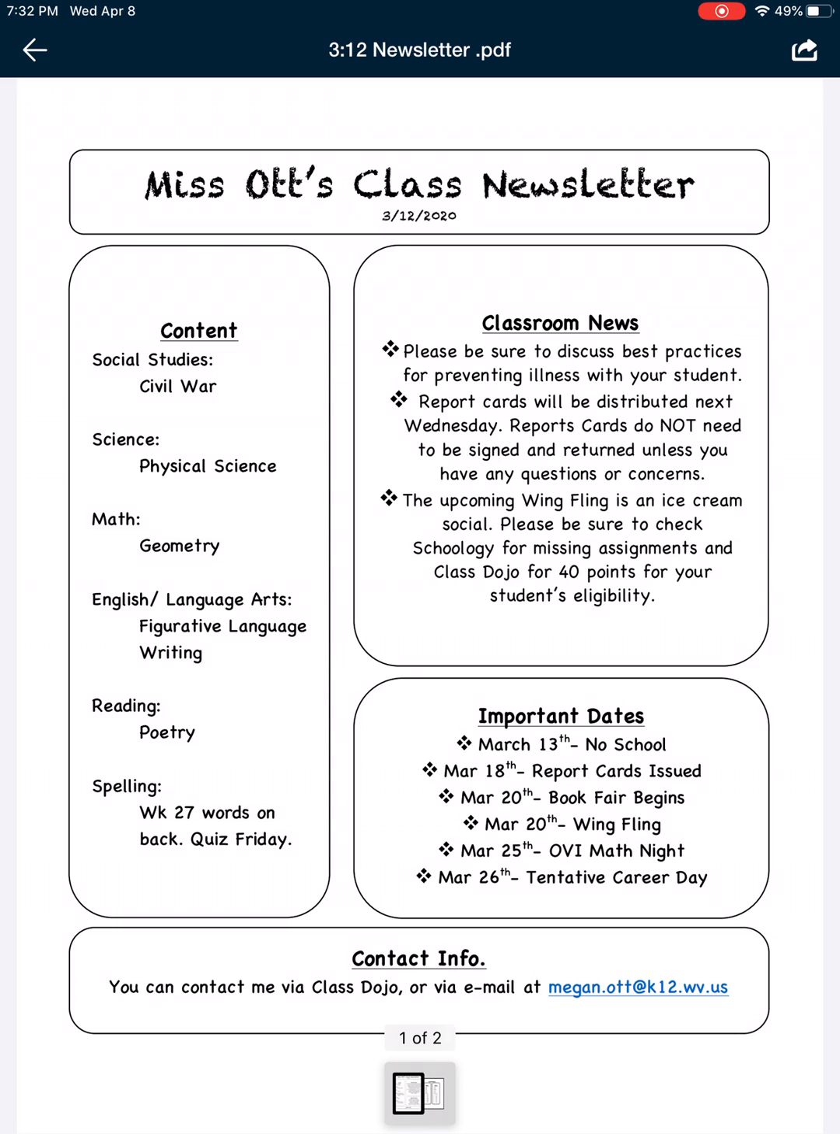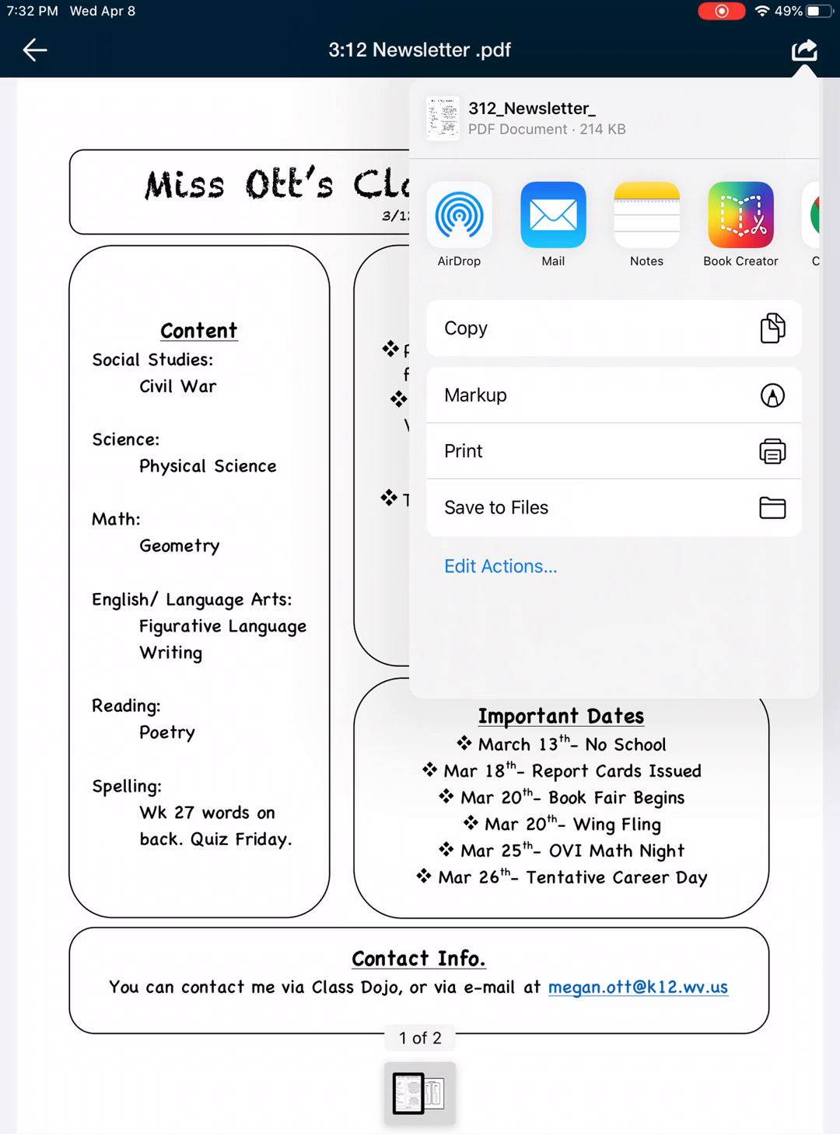But to solve this error, in the top right hand corner, there's a box with an arrow in it. If you click on that box, you get a drop down menu. In that drop down menu, you see different apps that the newsletter can be downloaded into. So for example, AirDrop, Mail, Notes, Book Reader.